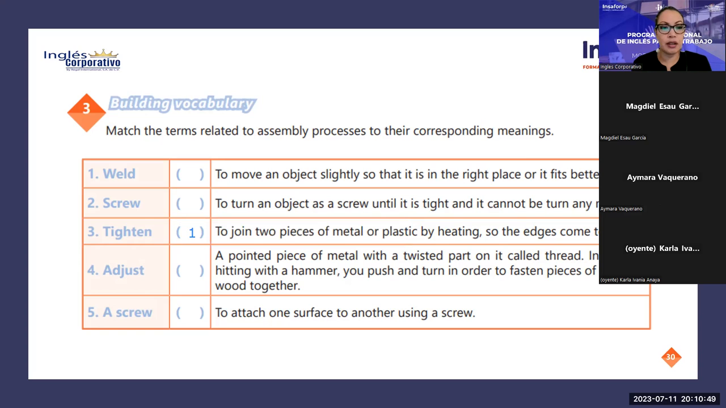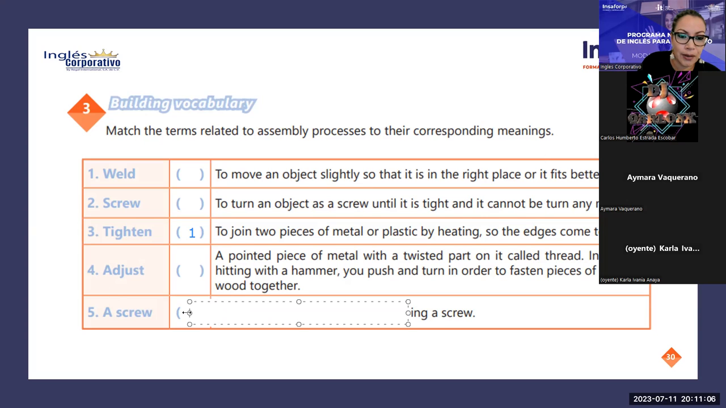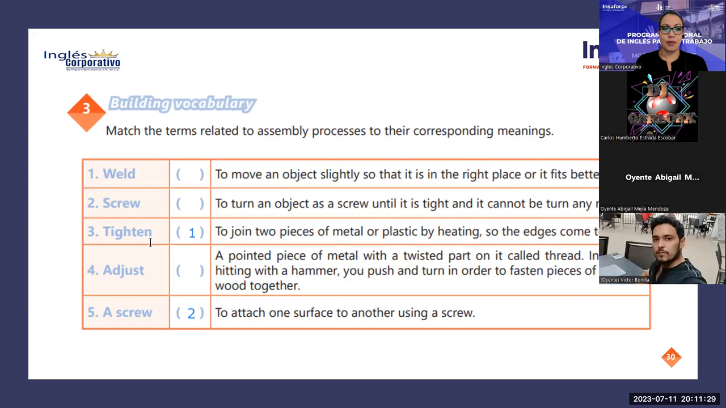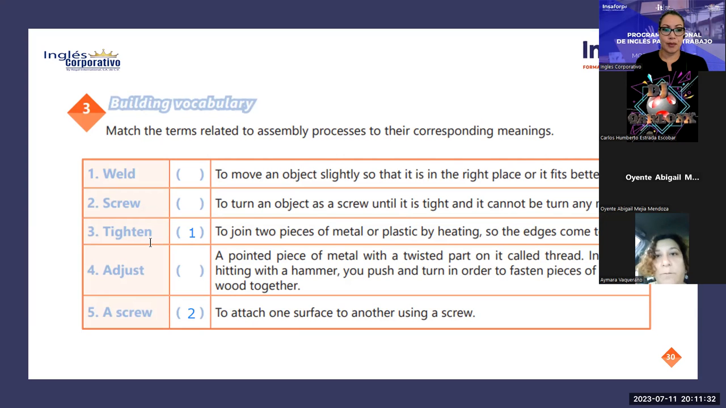Okay. Number two, screw. To attach one surface to another using a screw. Excellent. Very good. Thank you so much, Carlos. That's correct. Yes, it's correct. Number two goes here. Now, tighten. Tighten is to turn an object such as a screw until it is tight and it cannot be turned anymore. Excellent. Thank you so much, Miguelita.